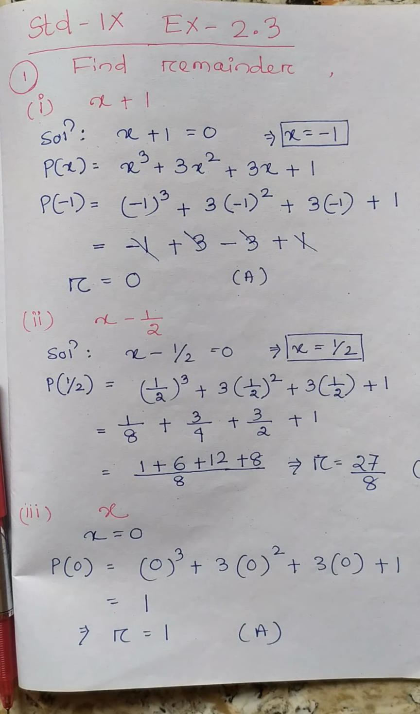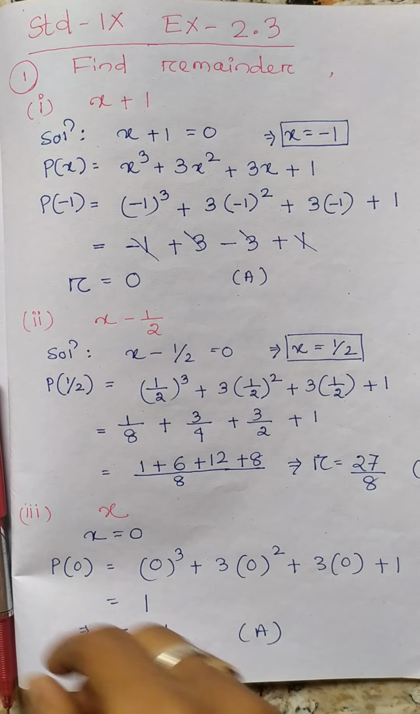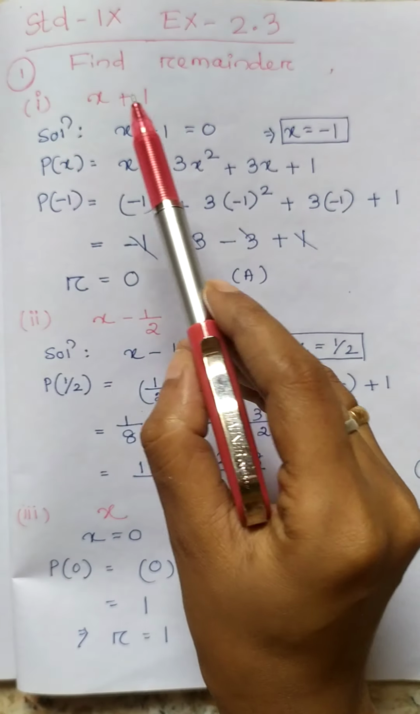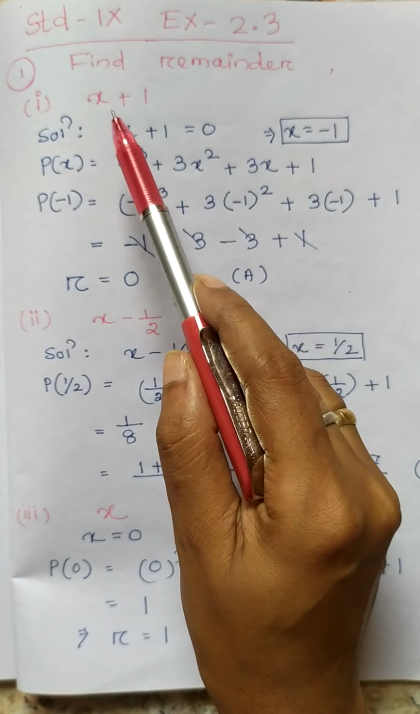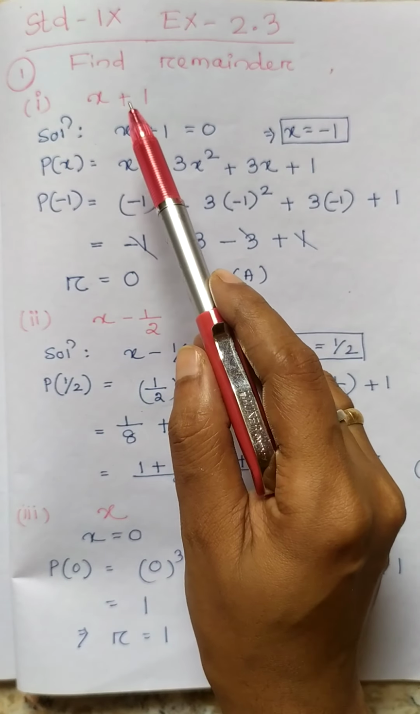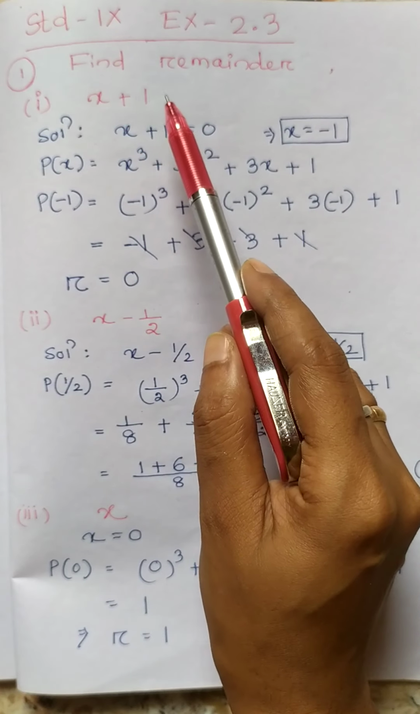So coming to question number 1, it says find the remainder when x cube plus 3x square plus 3x plus 1 is divided by some 5 bits given. That means we have the dividend as this polynomial x cube plus 3x square plus 3x plus 1, and 5 different values of divisor are given. So coming to bit 1, x plus 1 is the divisor. While using the remainder theorem we have to make this equal to 0.